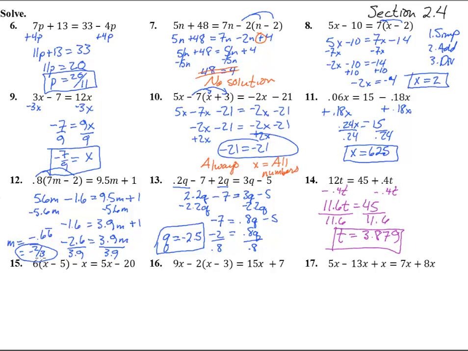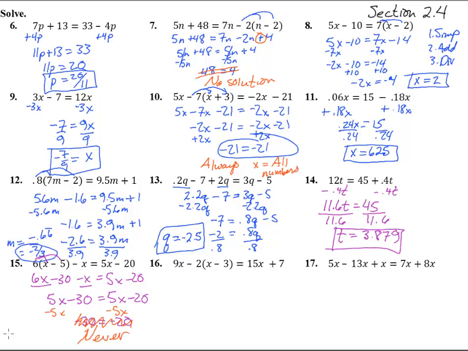Now number 15. Ooh, we've got a lot of parentheses to worry about here. So jump that guy in, jump that guy in. We get 6x minus 30 minus x equals 5x minus 20. Put these guys together. We get 5x minus 30 equals 5x minus 20. Try to get those x's together, and we subtract 5x from both sides. And we end up, uh-oh, something happened there. Negative 30 equals negative 20. Oh my word. That's embarrassing. That never happens. So there is no solution here.